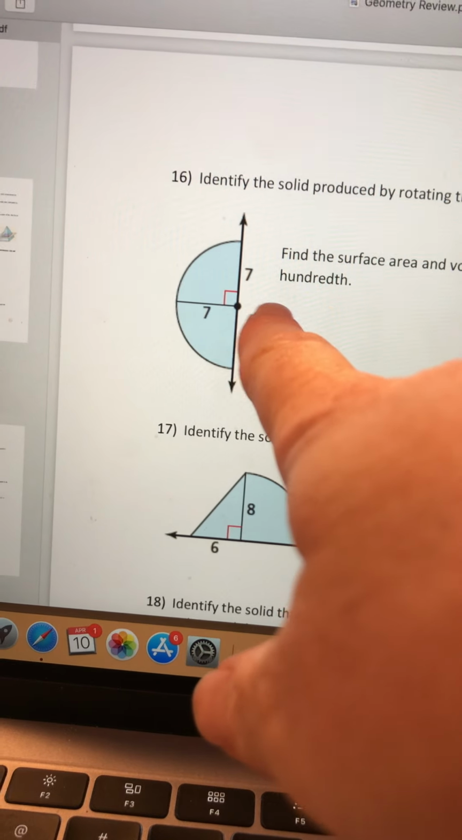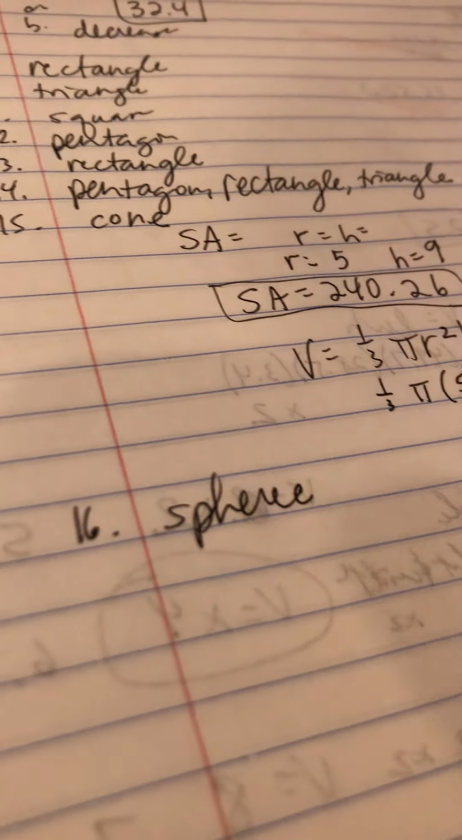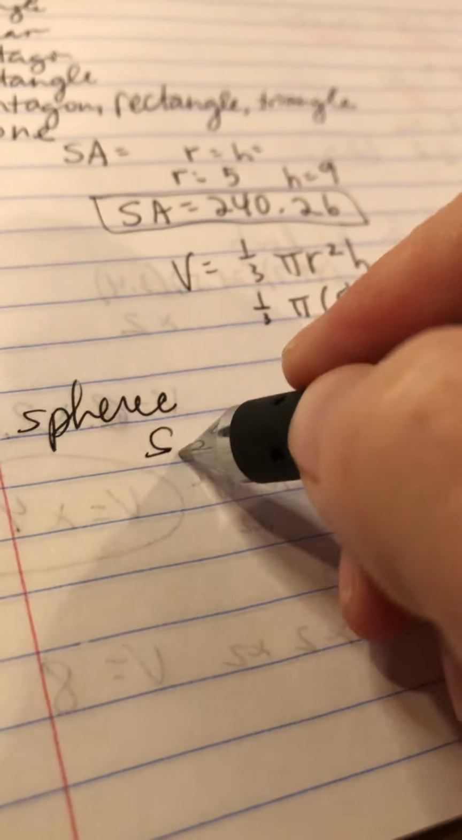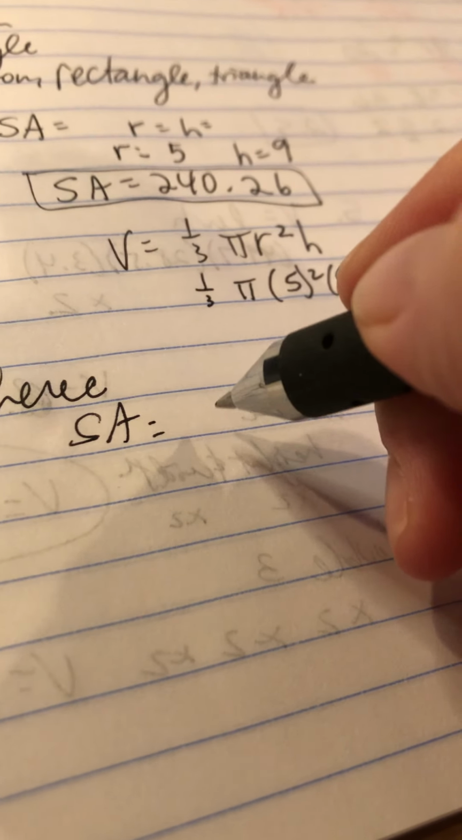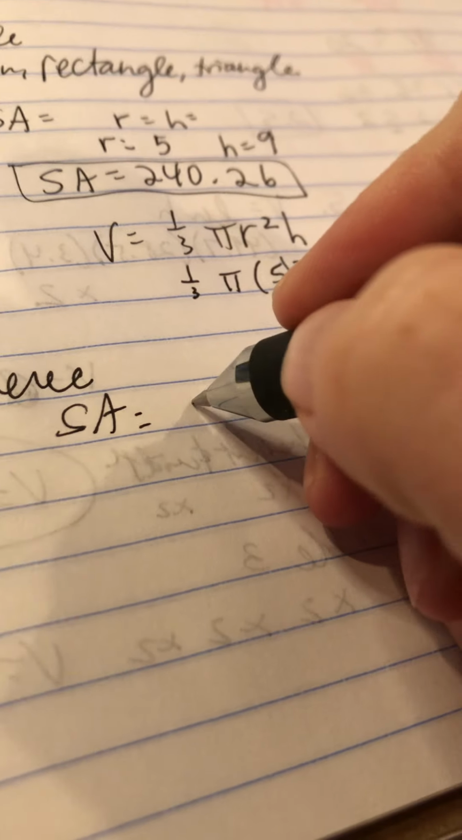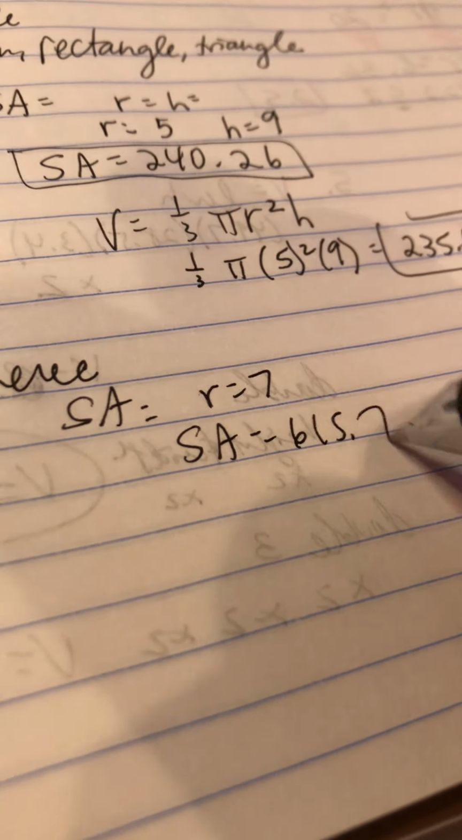Anyways, you have a 7. So number 16 would be a sphere. Again, I used the Google calculator, and it said, what's the surface area of a sphere? And it just asked you for the radius, and so I put in the radius was 7, and I got 615.75.